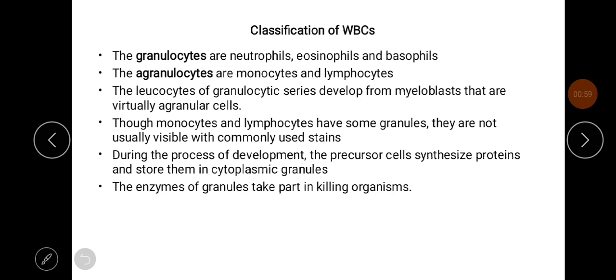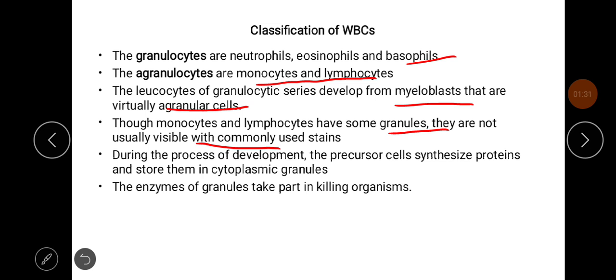How do you classify WBCs? Based on the granules present, they can be granulocytes, which are neutrophils, eosinophils, and basophils. Depending on absence of granules, they are agranulocytes, which are monocytes and lymphocytes. The leukocytes of granulocytic series develop from the myeloblast that are virtually agranular cells. Though monocytes and lymphocytes have some granules, they are not usually visible with common stains.